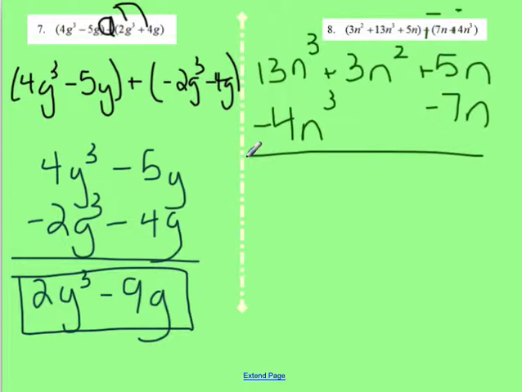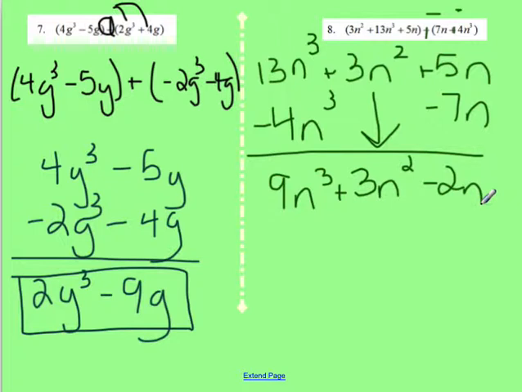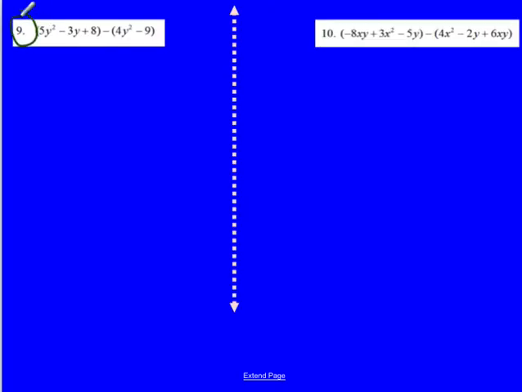So we're going to do 13n cubed plus a -4n cubed. That's going to give us 9n cubed. Now, because this 3n squared doesn't have anything to be added to, we're just going to bring it on down. 5n minus 7n is -2n. So we checked, all of our like terms are combined. Our exponents are going in descending order. So we're good for number 8. I want you guys to go ahead and try number 9 on your own.